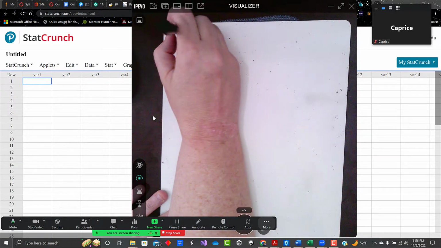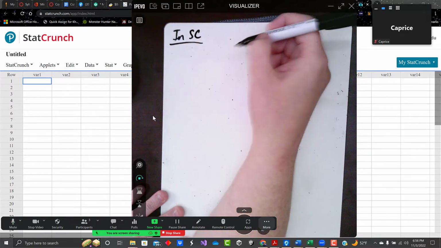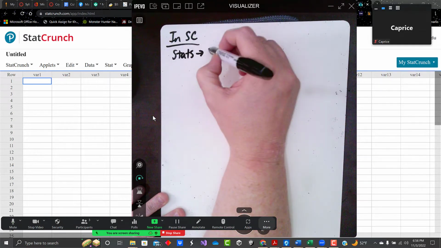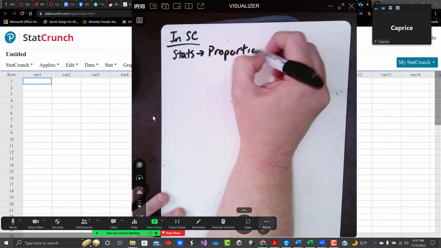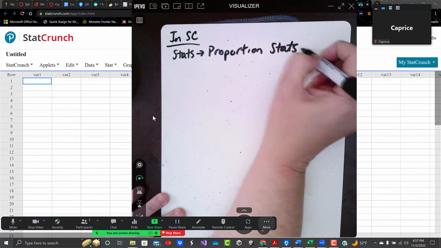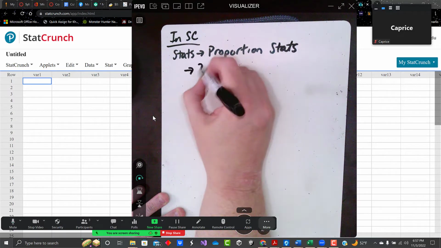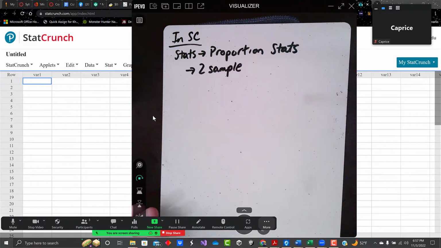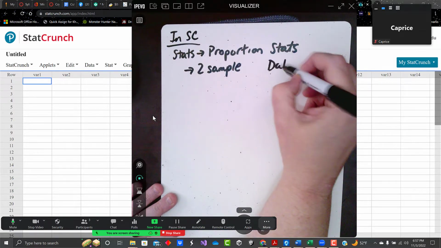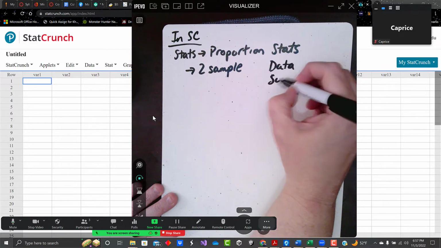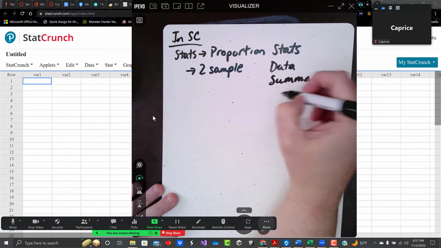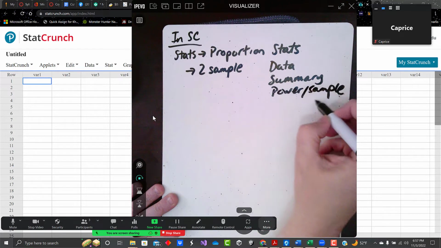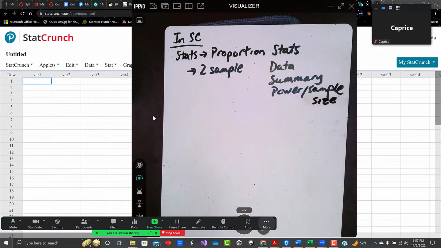All right, so in StatCrunch, no one wants to do this by hand. We're going to go Stats, Proportion Stats, just like we did with one sample. Two sample. And we have the options of doing data, summary, and power sample size. The ones we're going to use the most are data and summary.